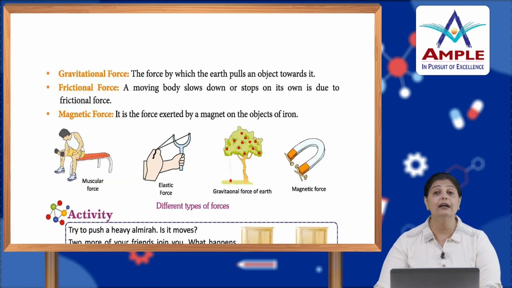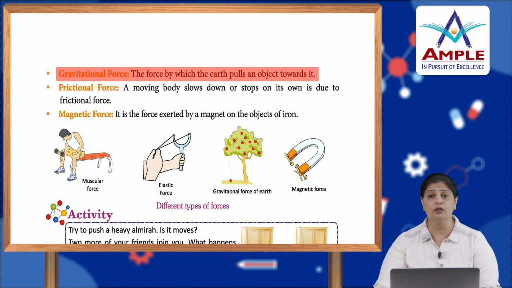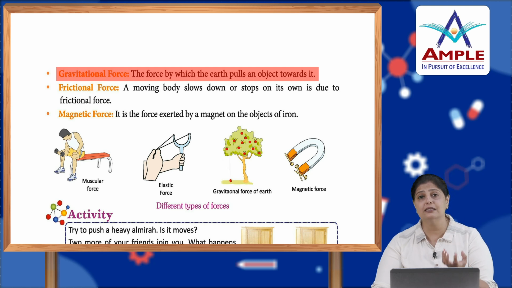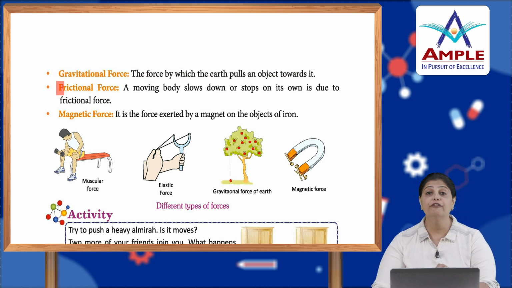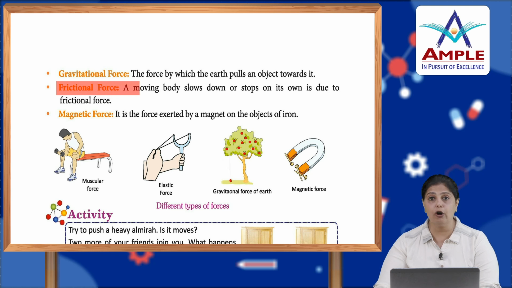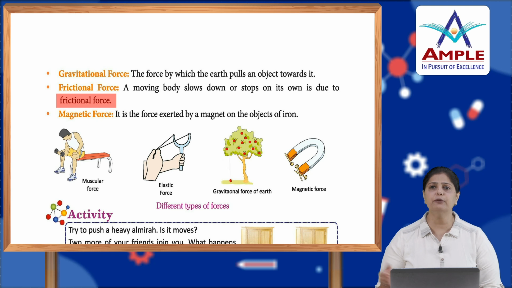Then you have gravitational force. What is the gravitational force? It's the force by which the earth pulls an object towards it. So the apple falling from the tree is due to the gravitational force. Frictional force: a moving body slows down or stops on its own due to frictional force. When you slide a ball on the ground, you will see that after some time it automatically stops. That is the frictional force.